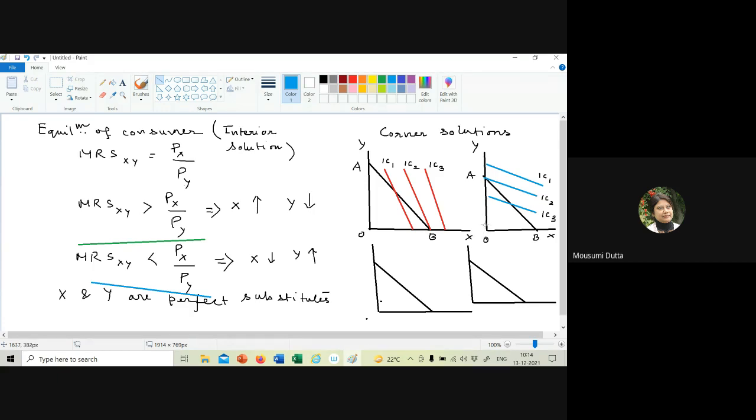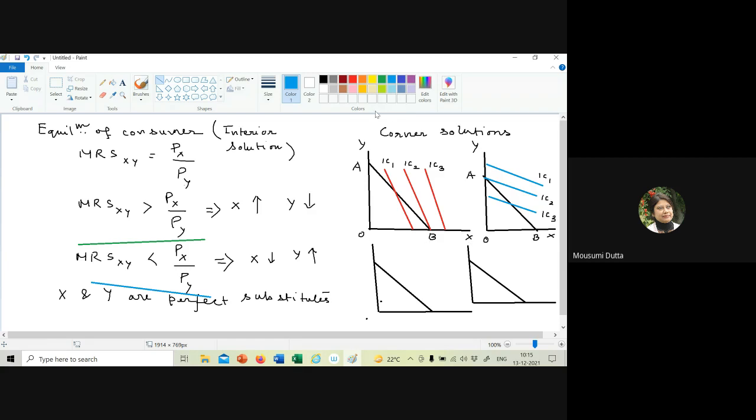Consumer will consume OA amount of Y at equilibrium. In the first case, the consumer will consume OB amount of X at the end. This horizontal intercept gives the amount of consumption of X in the first case, whereas the vertical intercept of the budget line gives the equilibrium consumption of Y in this case.